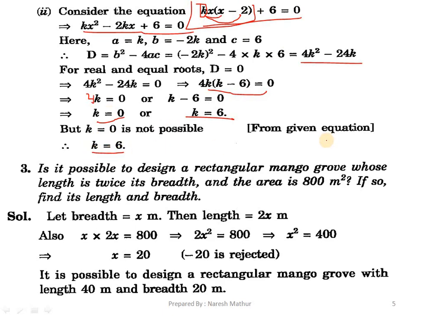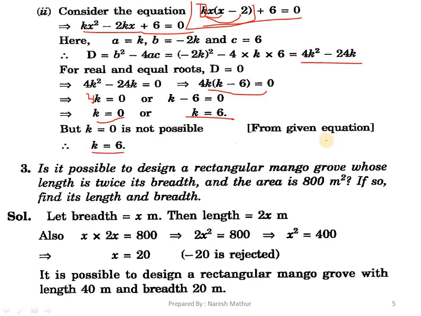Alright, next question. Is it possible to design a rectangular mango grove whose length is twice its breadth and the area is 800 meters square? If so, find its length and breadth. So let the breadth be x meter and the length be 2x, because it is given it's twice its breadth.